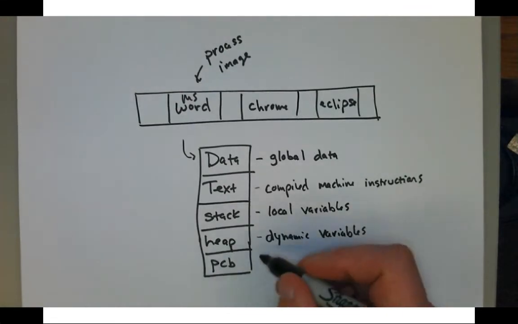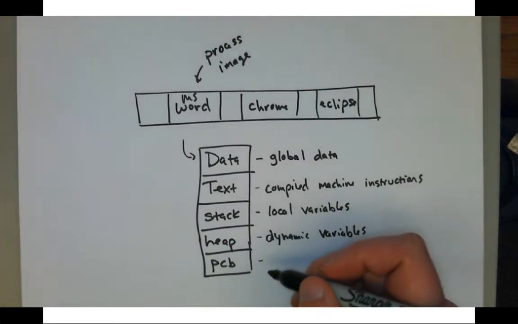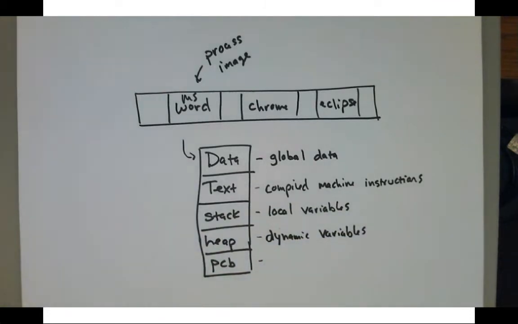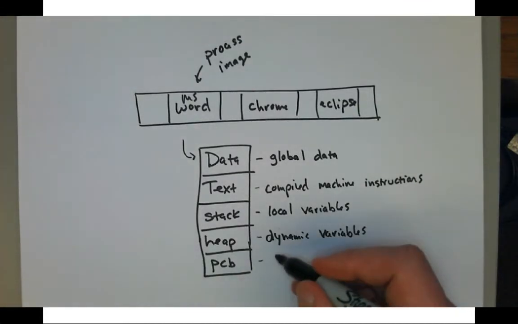And then lastly, just to be complete here, we have this thing called a process control block. This is a place where we store information about the process. So for example, what is the current instruction, machine instruction that's being executed? And what is the state of the CPU's registers when it gets swapped out for some other program to run? We call that the process control block.